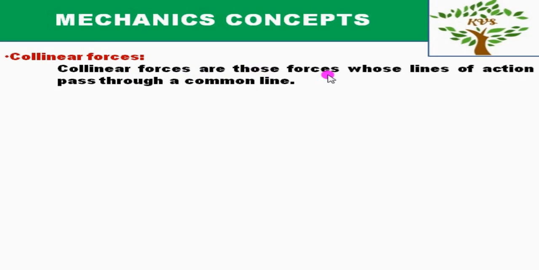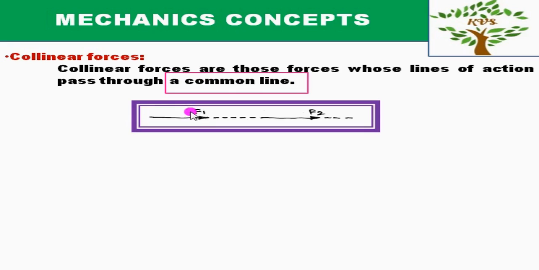Collinear forces are those forces whose lines of action pass through a common line. Here, the lines of action of the forces F1 and F2 lie on the same line. Hence, these two forces are collinear forces.